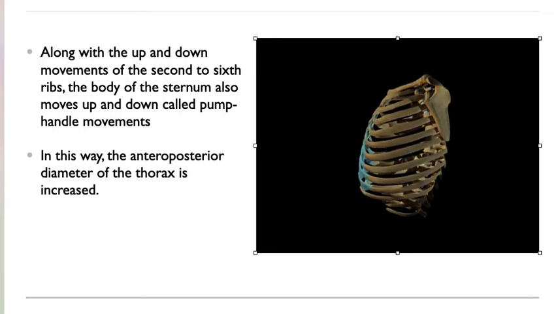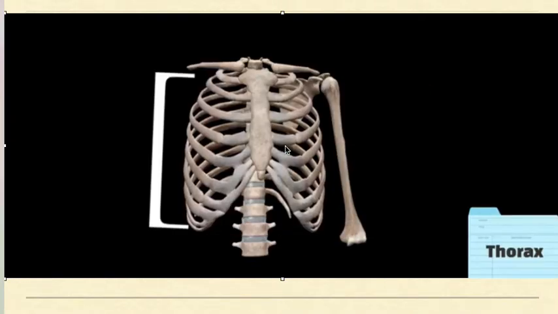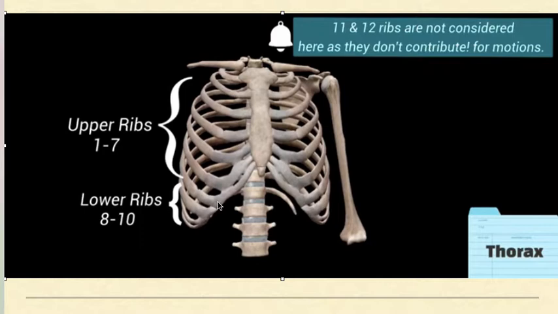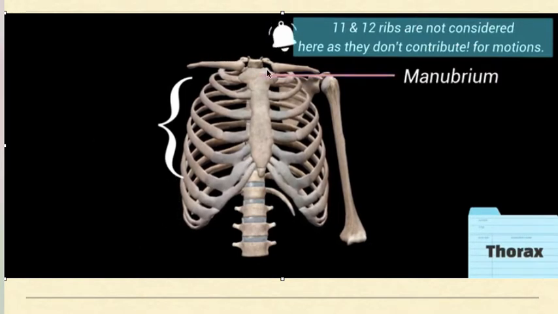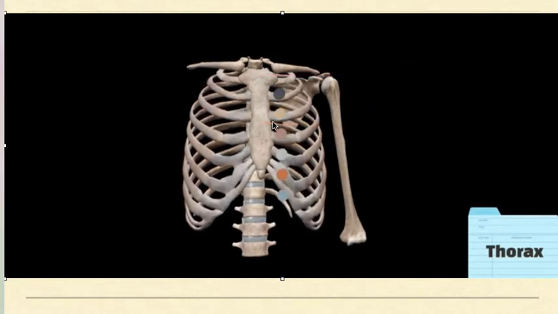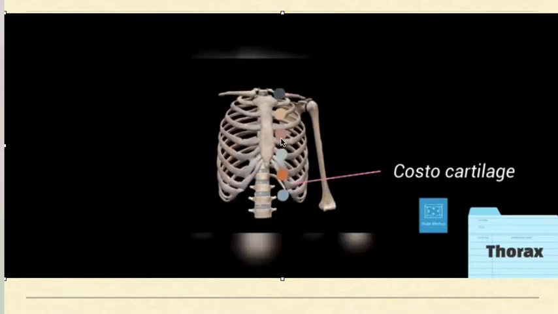So how is it moving? Let's just quickly have a look at this. Right, so this is the thorax. We have the ribs. We have the upper ribs, okay, not the lower ones. They're not contributing so much right now. And then they're attached to the manubrium and the sternum. This is the costal cartilage over here.